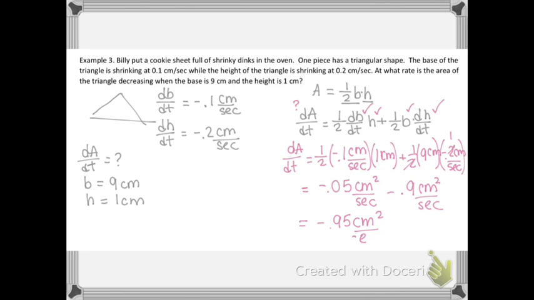So if the base and the height are both shrinking, the area should be getting smaller as well. So negative does make sense for our sign. And centimeters squared per second would be appropriate units for the rate of change of area.